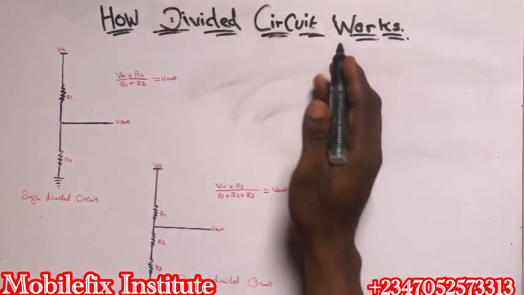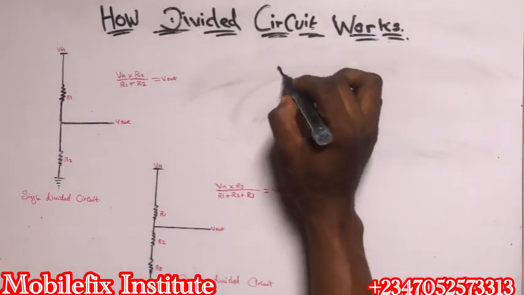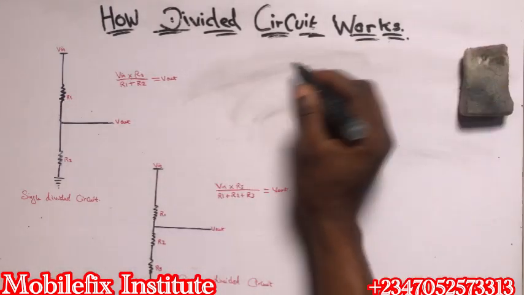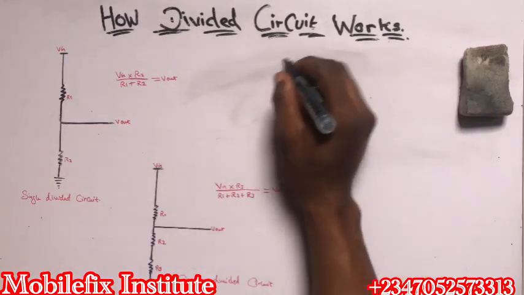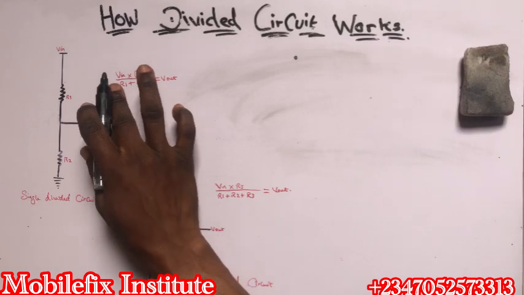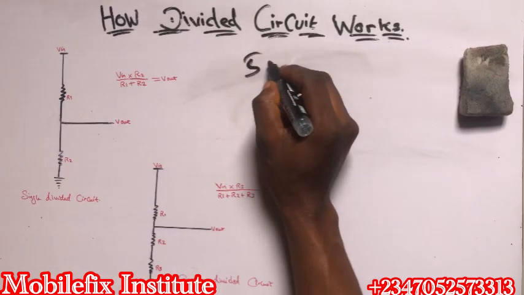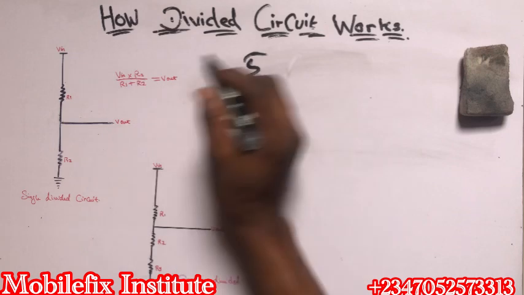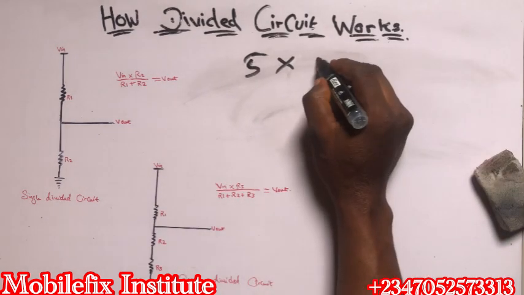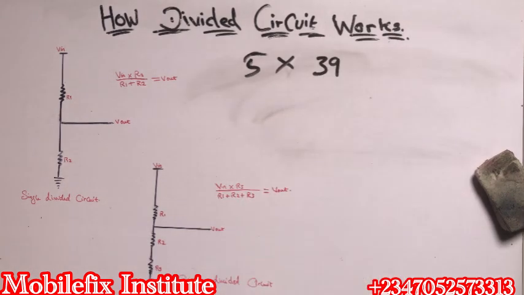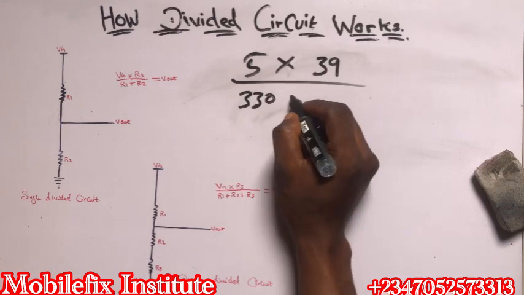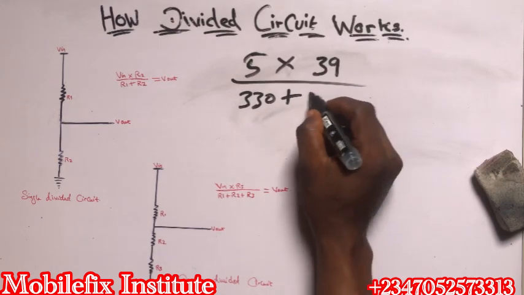For example, let's say in our MediaTek analog charging section, we do have a divider circuit on our VCDT line. So let's take the value of those resistors that are always connected to that line. This is our formula: voltage in for that line is always 5 volts, so we put 5 here, times R2. R2 on that line is always 39k, divided by R1, which is always 330k, plus R2, which is 39.